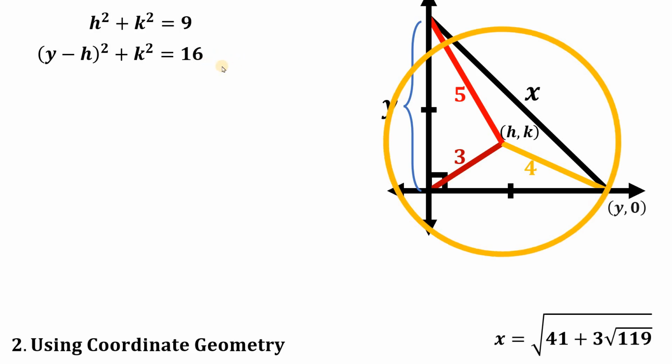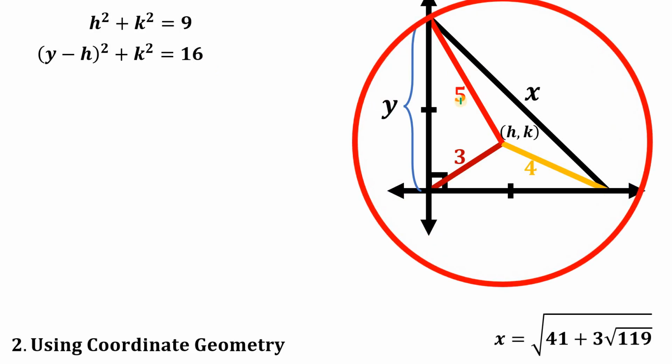Now, let's have another circle, the last circle, with a radius of 5 centered at (h, k). And we need this point with the coordinate of (0, y). Therefore, the equation of this circle must be h squared plus (y minus k) raised to the power of 2 equals 5 squared, simply equal to 25. Now, using these three equations, we will solve for the value of y.